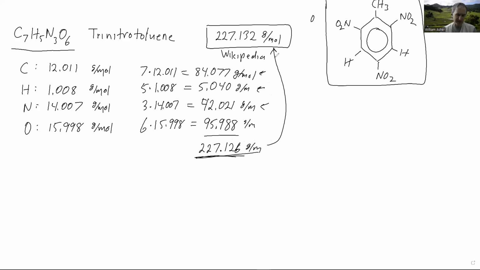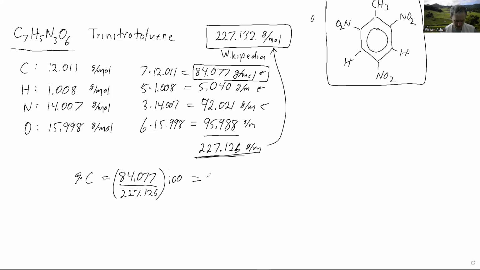You'll get pretty much the same answer. Now to calculate the percent mass of each element in TNT, we take the total mass of that particular atom in TNT and divide it by the total mass of TNT. So for carbon, the percentage of carbon in TNT is equal to 84.077 divided by 227.126, multiplied by 100 to get a percentage. And so that is 37.02% carbon.